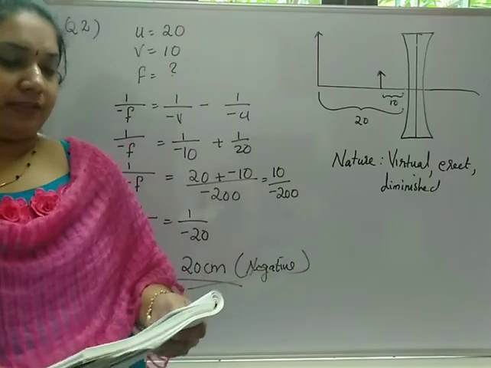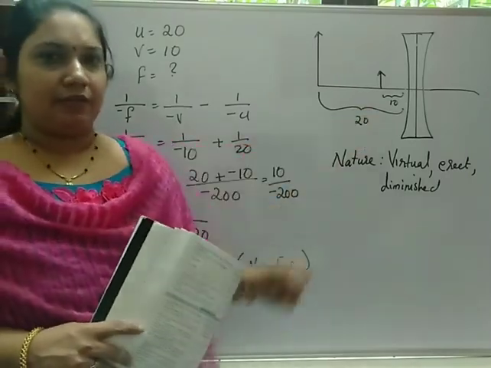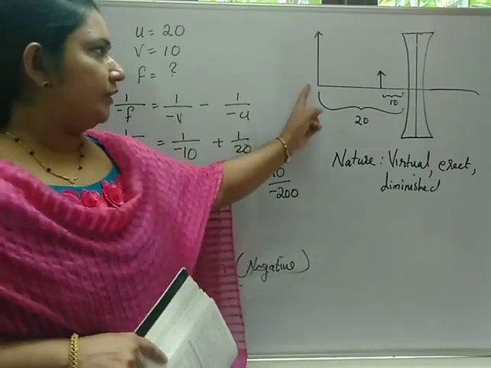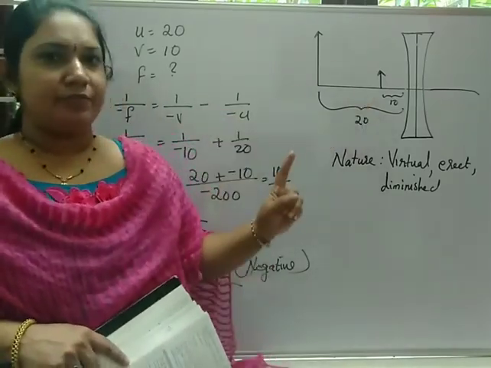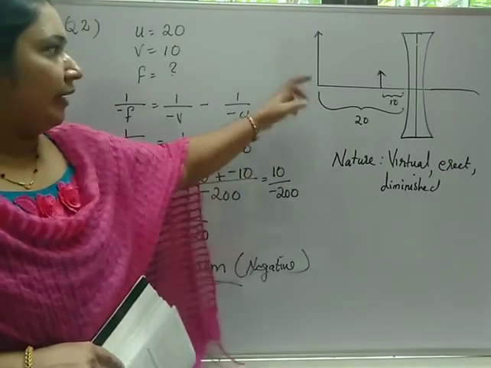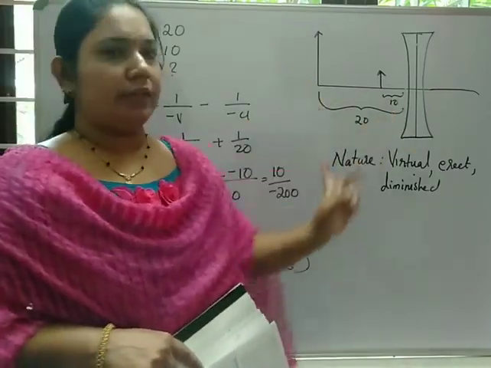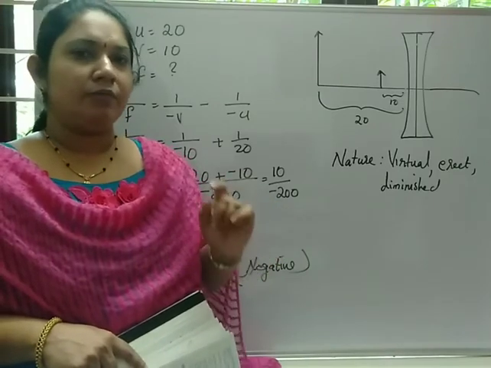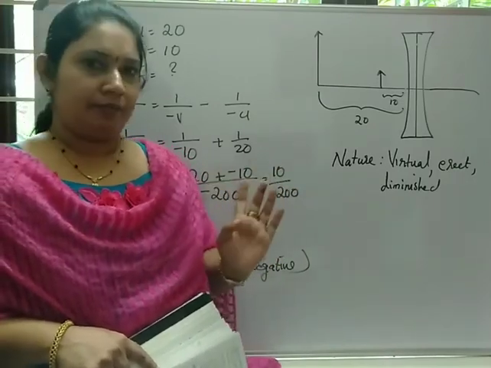Next, question number 2. A concave lens. So I just draw a concave lens. For a concave lens, there is only one possibility: object and image will be on the same side, and the image will be between the object and the lens. That is a constant phenomenon. So keep in mind when you are drawing your diagram.